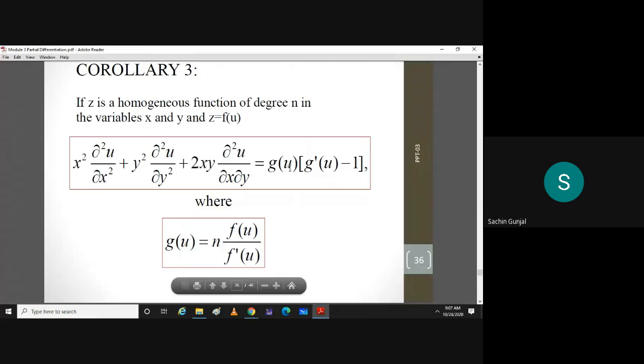So now calculate g of u. G of u is equal to minus 1 by 12 into cosec u upon its derivative, that is minus cosec u cot u. So cosec u gets cancelled. So g of u is equal to minus 1 by 12 tan u.